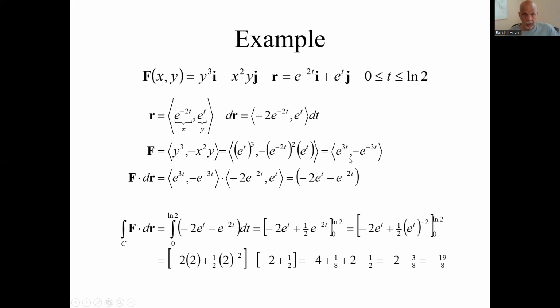So now I can take the dot product. This dotted with that. There you go, and here is our integrand. That's what we integrate over. It goes from 0 to natural log of 2. I don't think I need to go through this. It's plain old calculus and maybe a little bit of algebra.